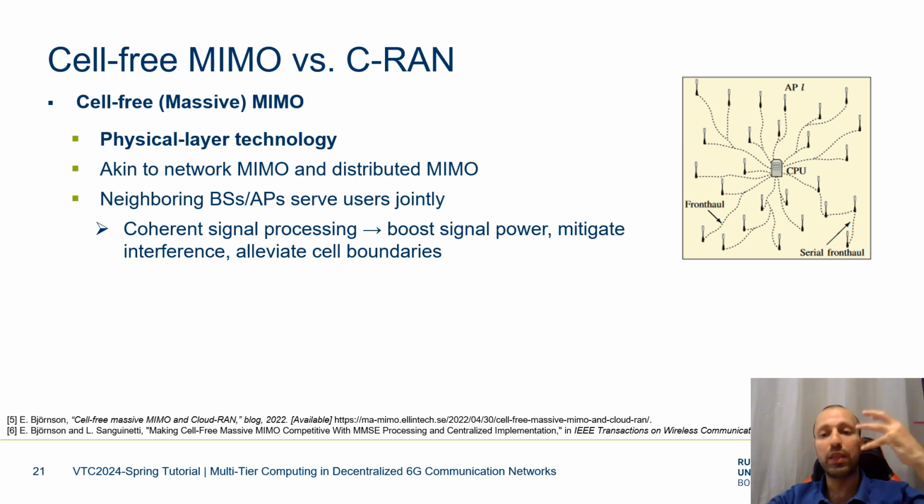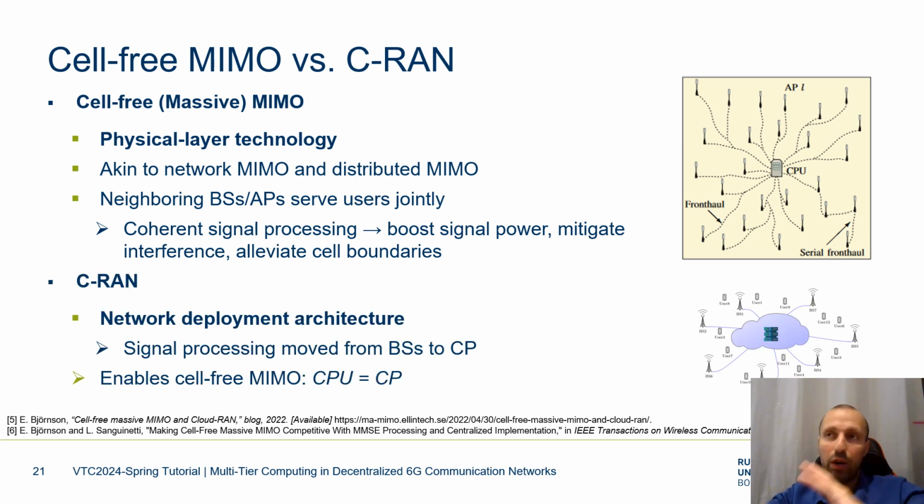And of course, people nowadays have been asking the question, how is C-RAN different from cell-free MIMO? What we strongly claim is that cell-free MIMO is rather a physical layer technology. It is in a way similar to what was called, maybe a decade or two ago, network MIMO or distributed MIMO. In this situation, you have neighboring base stations, access points, serving users jointly. And of course, here you have to do some coherent signal processing in order to improve the signal power, to mitigate the interference, and to alleviate the cell boundaries.